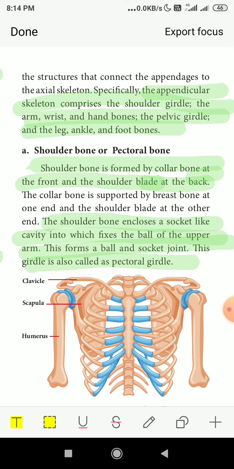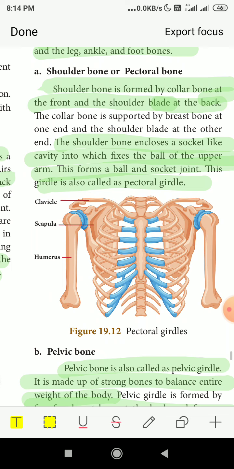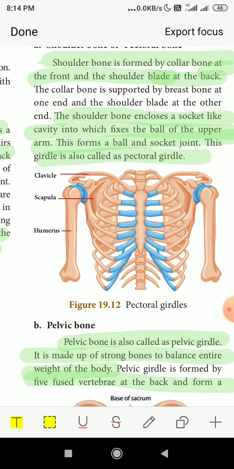We studied in the previous class the ball and socket joint, which helps to have a smooth movement of the hands. The bone is fixed inside the socket so that it can move nicely. This forms the ball and socket joint. This girdle is also called the pectoral girdle. So the bones near the shoulder are called the pectoral girdle.